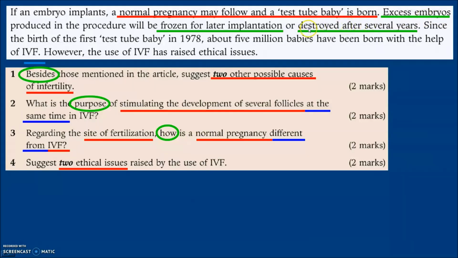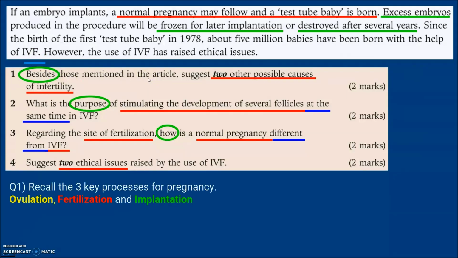So that's why some people may challenge this technology: if you destroy the embryos, that means you are a murderer, murdering the embryo or the future baby. And on the good side, 5 million babies have been born with the help of in-vitro fertilization. And for question 1, besides the possible cause of infertility, any other possible cause?